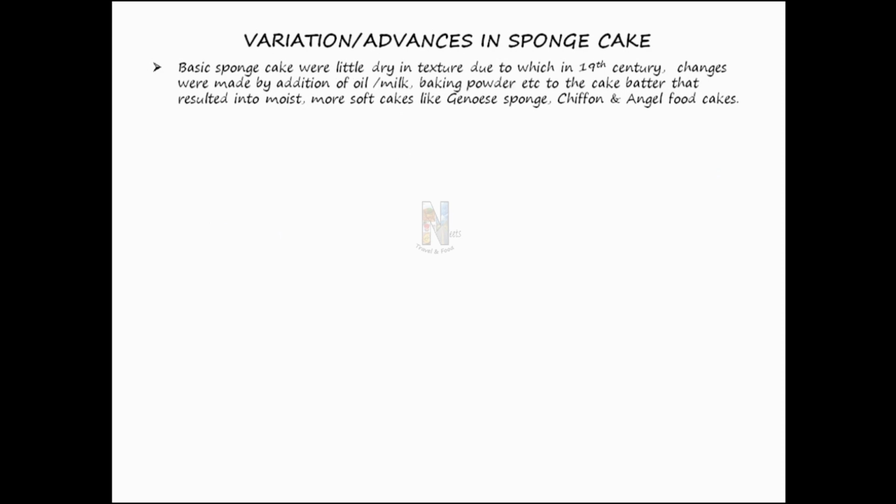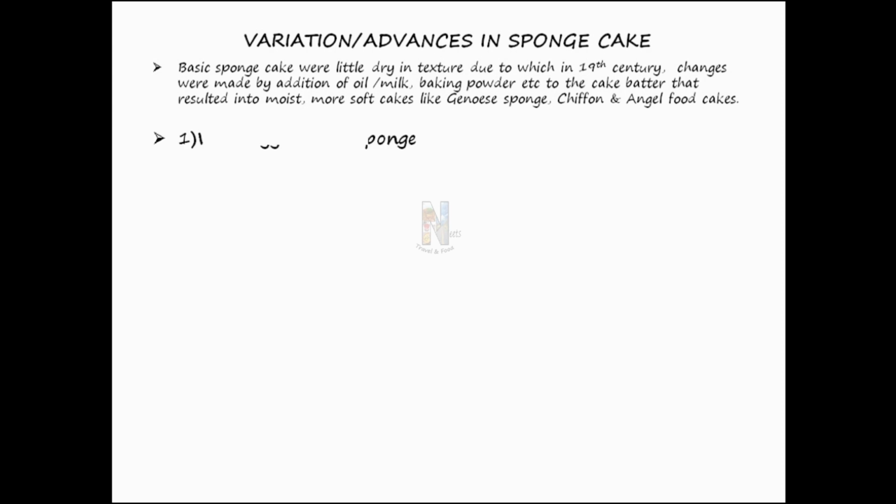Variations and advances in sponge cake. The basic sponge cake was a little dry in texture, due to which in the 19th century, addition of oil or milk and baking powder to the cake batter resulted in moist and softer cakes like Genoese sponge, chiffon and angel food cakes.